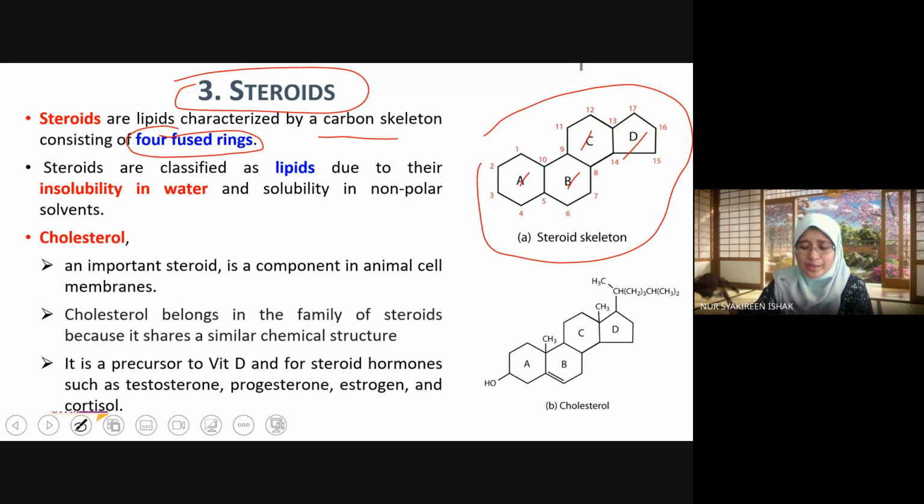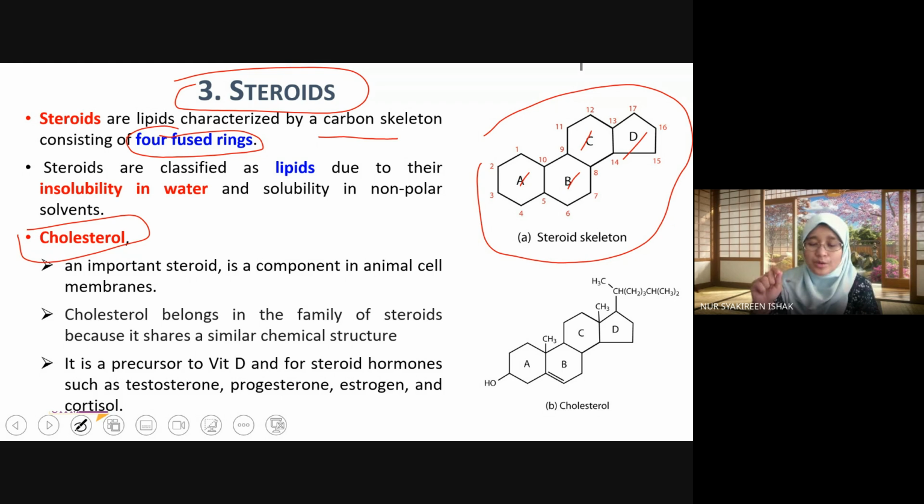Steroids are classified as lipids because they are insoluble in water. Why is it insoluble in water? Because as you can see, the structure has so many carbons and hydrogens. They are hydrocarbons, so the molecule has less affinity for water. It is a hydrophobic molecule. Cholesterol is an example of a steroid. As you will find later in chapter 3, it is found embedded in the plasma membrane. It is also a component of the plasma membrane in animal cells.